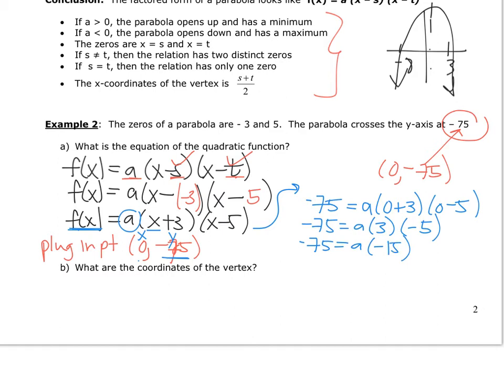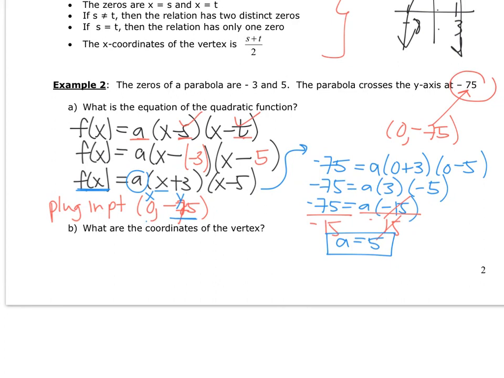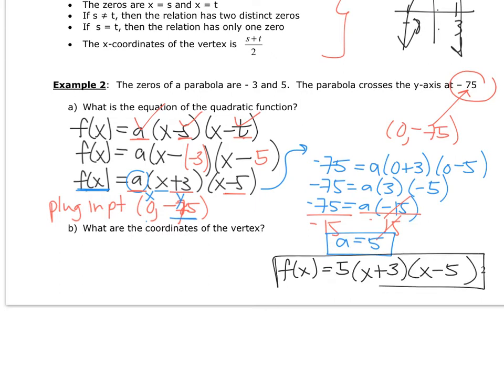Okay, so to get rid of this, I've got to divide by negative 15. Divide by negative 15, cross it, cross it. And we have that a is going to equal positive 5. Okay, box that, and let's make a final equation. So now we have our a, our s, and our t. So here was our s and our t. Let's throw that back in, and now we're going to replace it with our a. Our final equation is f of x equals 5(x + 3)(x - 5), big box, and we're good to go.